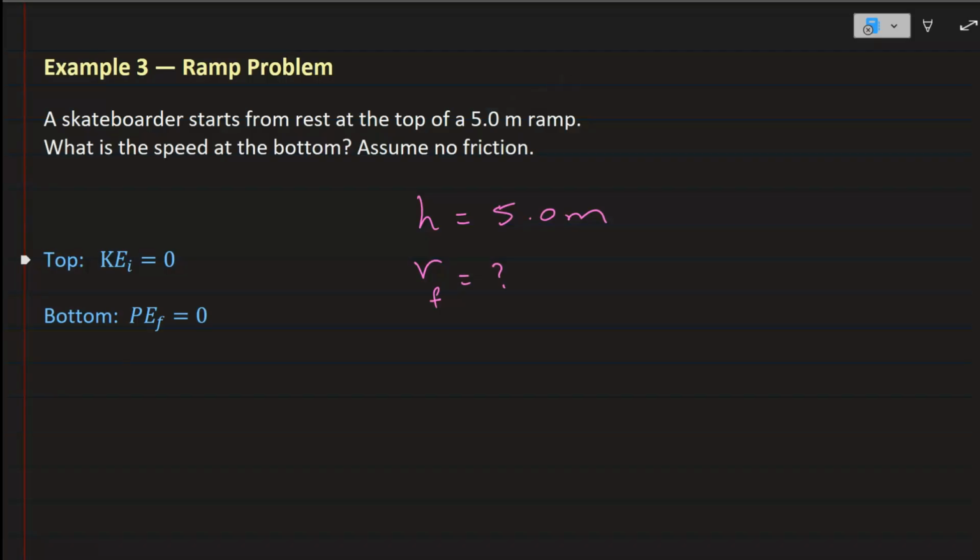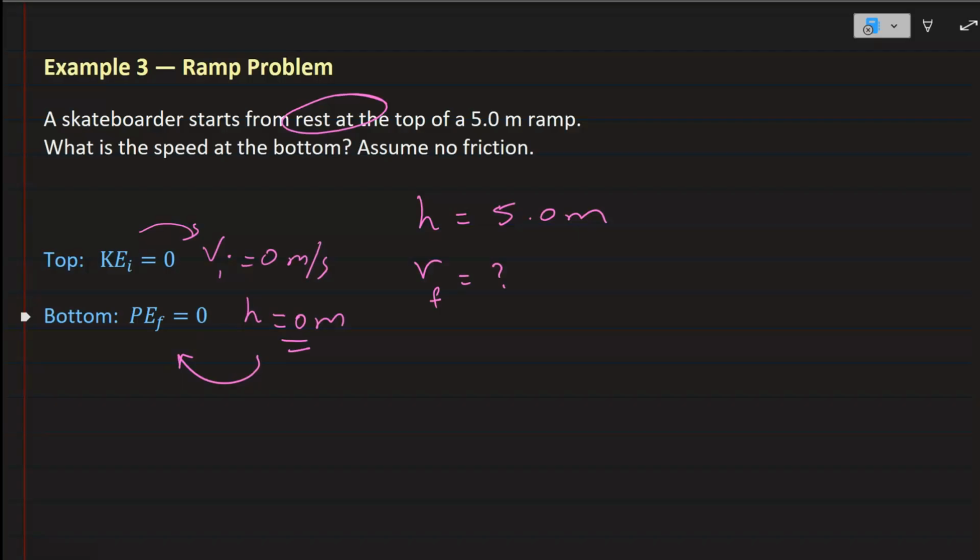I'm going to start with the kinetic energy initial, because it says at rest, we know that the v initial is 0 meters per second. And if that's the case, obviously the kinetic energy initial will be 0 because it's not moving. At the bottom, once this skateboarder hits the bottom of the ramp, the height in mgh will be 0 meters. And if that's the case, there is no potential energy. And of course, because it's moving, it is all kinetic energy.